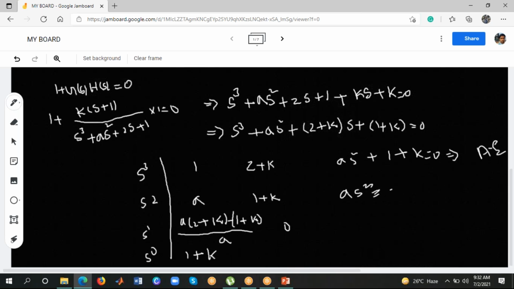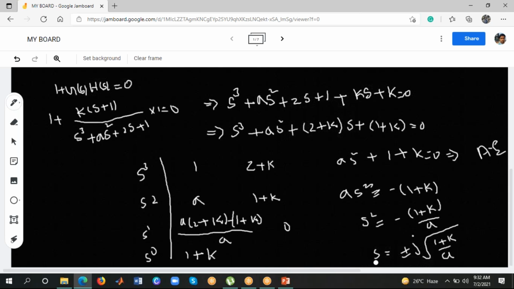so what you will get, minus (1 plus K). S square equals to minus (1 plus K) divided by A, and S is equals to plus or minus j square root of (1 plus K) divided by A. So this is the frequency of oscillation.